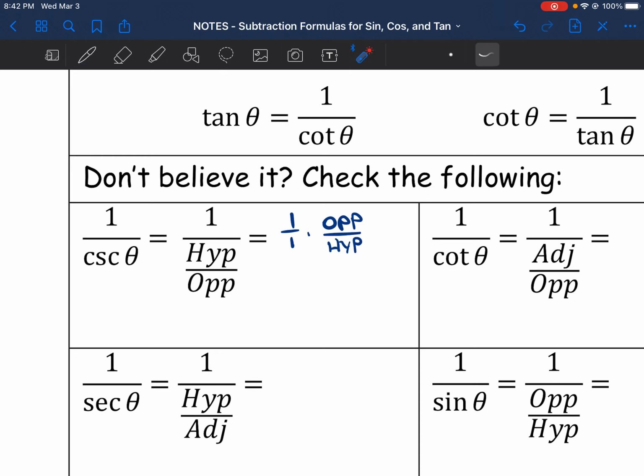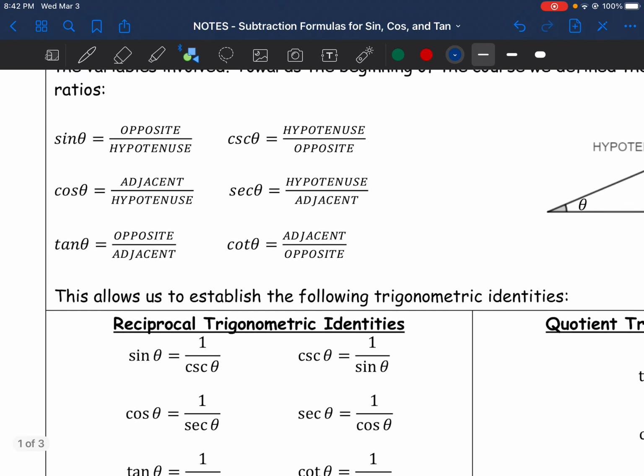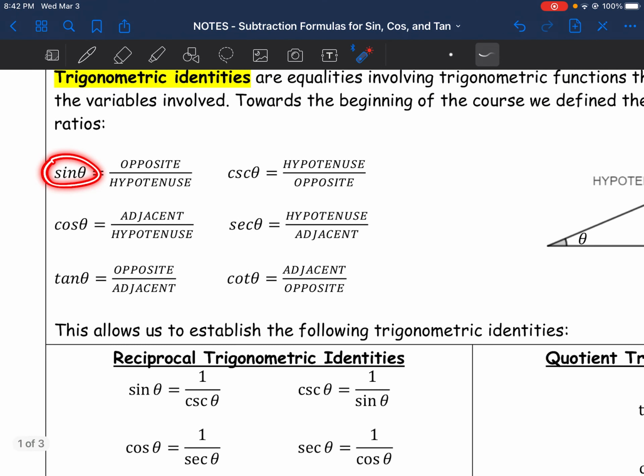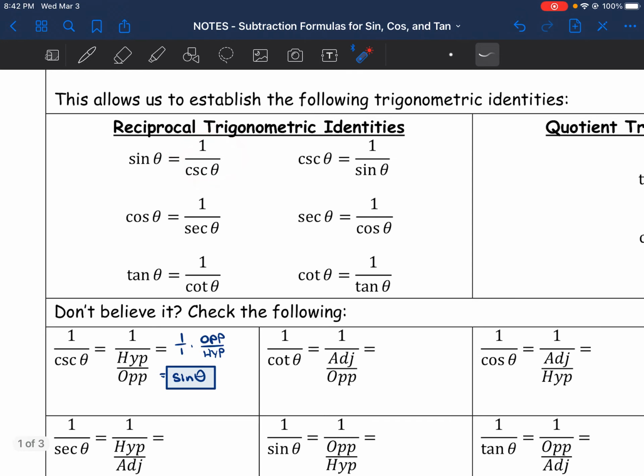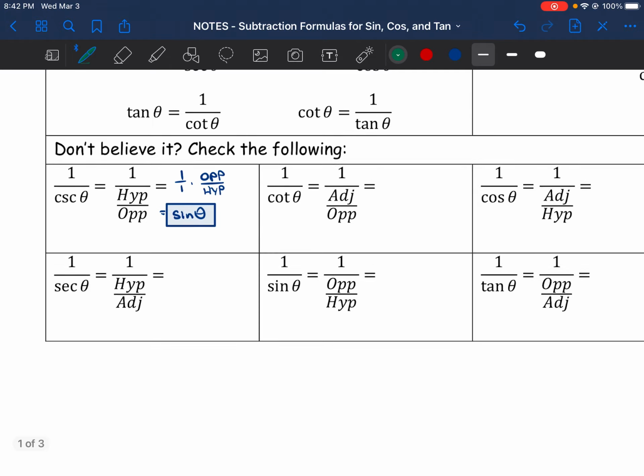However, we know that opposite over hypotenuse is the sine of the angle. And we can see that as we defined it right here. The sine of an angle theta is the opposite leg divided by the hypotenuse. So we've shown that 1 over the cosecant of an angle is the sine of the angle. Okay, let's do that for each one of these.